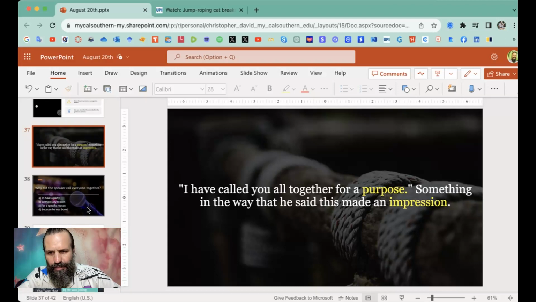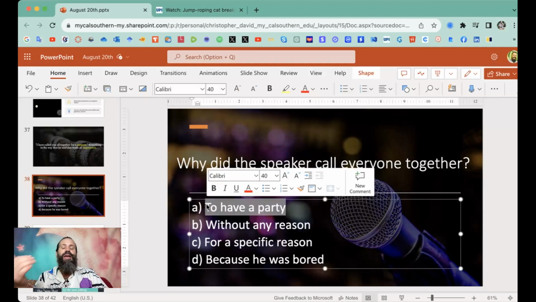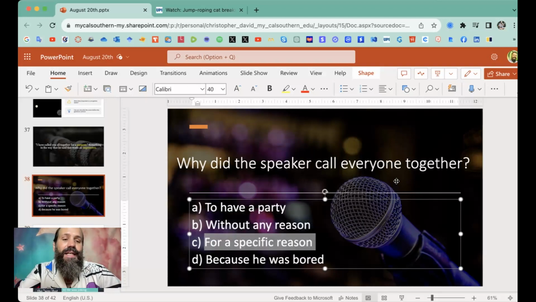So then I asked him, why did the speaker call everyone together? Now, again, I didn't know why. It turns out this was actually true, to have a party. But based on the context of the sentence, you couldn't determine that. So the answer is actually for a specific reason. But in this case, because he knows the context of the story, it was actually also to have a party. So I just made up those other answers. Actually, ChatGPT did. So we know that.